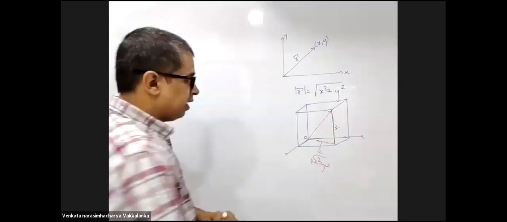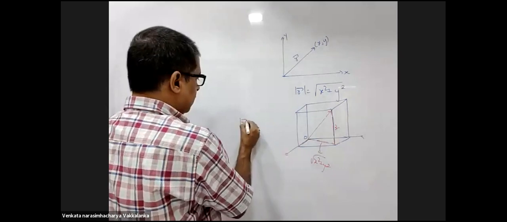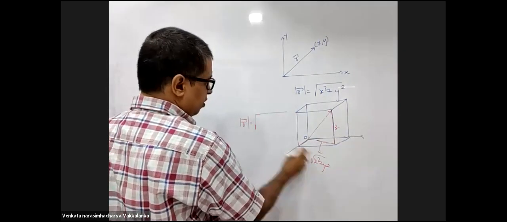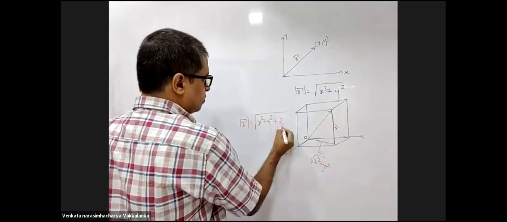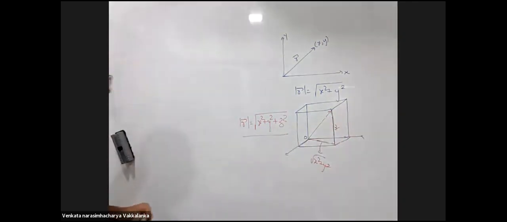You want to write it down. No big deal. Magnitude of R is root over of x square plus y square plus z square. It is a diagonal of a cube. You will be able to visualize.